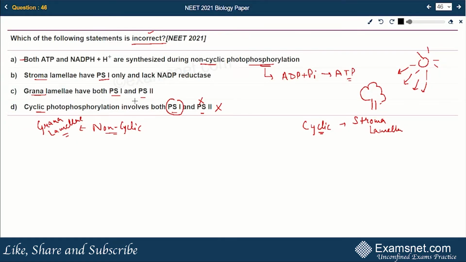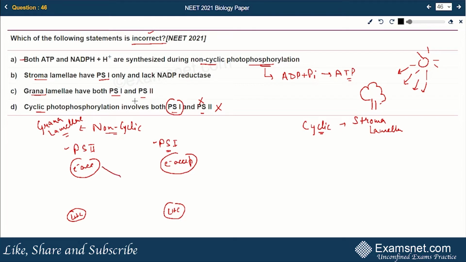Then the major difference is that in case of non-cyclic photophosphorylation, two photosystems are functional, PS1 and PS2, and both the photosystems work in series, first PS2 and then PS1. And each photosystem consists of a light harvesting complex and an electron acceptor. Okay. So one light harvesting complex and one electron acceptor in PS1 and one light harvesting complex and one electron acceptor in PS2. Then both the photosystems are connected through an electron transport system. So electrons will be transported from one photosystem to the other.